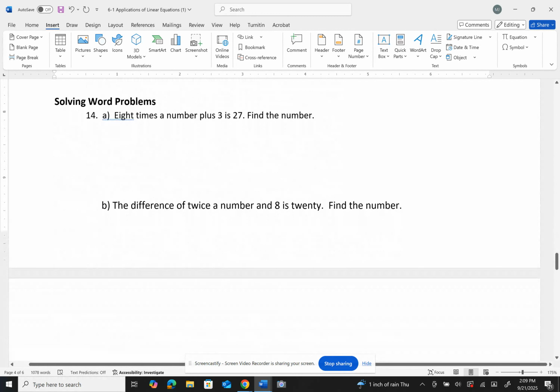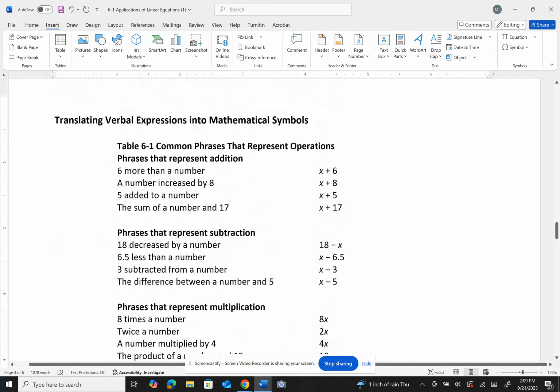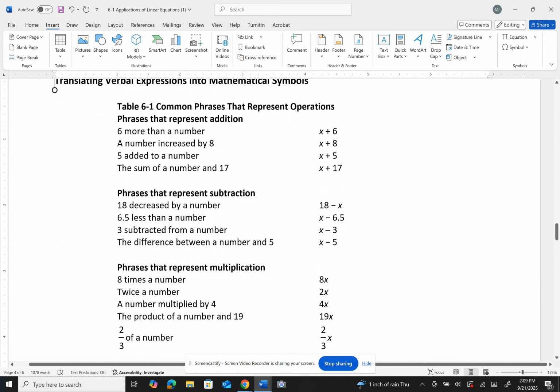If you're trying to solve a problem that says 8 times a number plus 3 is 27, or the difference of twice a number and 8 is 20. Questions like that require you just to pretty much translate from the English to the math, and this table can help you with that. So they're talking about things that you see that are going to tell you that addition would be the appropriate thing to do. So on these, we're letting x be some number. So x is just some number.